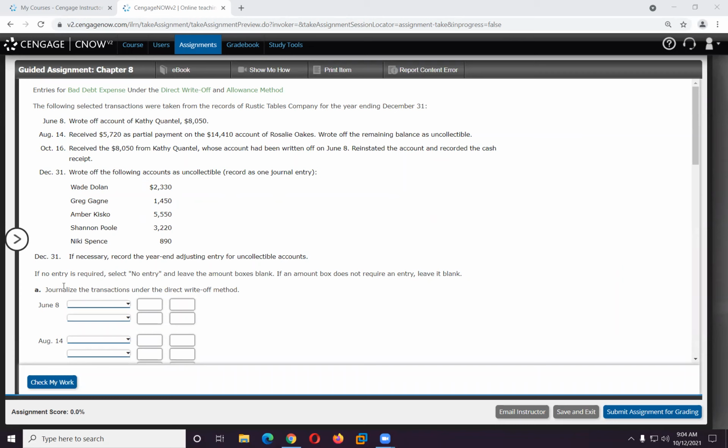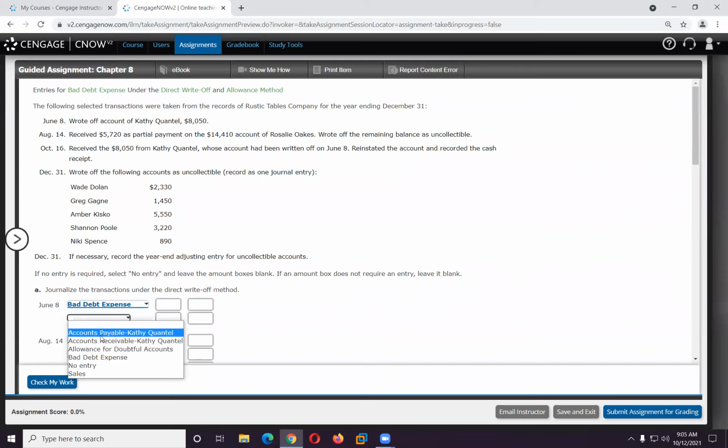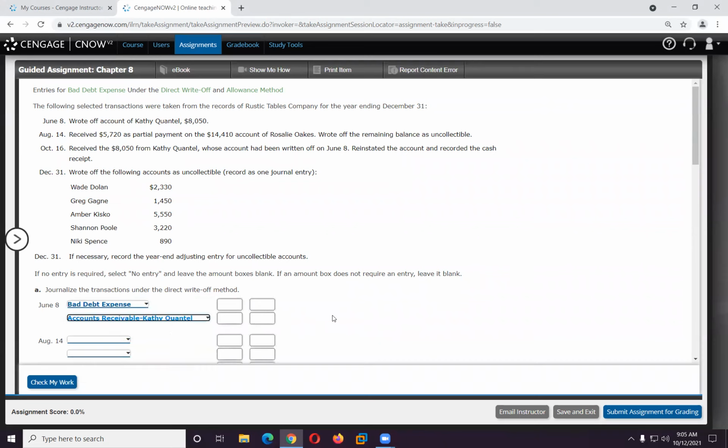Under the direct write-off method, when we write off a debt, we're just going to debit bad debt expense, and we're going to credit our accounts receivable account. That's a direct write-off. It's an expense for the amount we're not going to collect. So we were supposed to collect $8,050 from this person. Your numbers may vary.